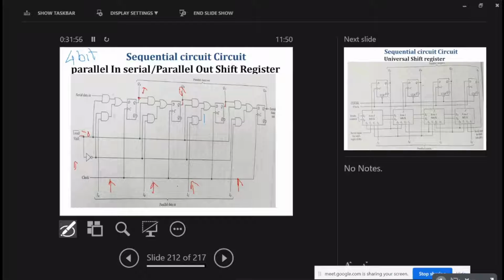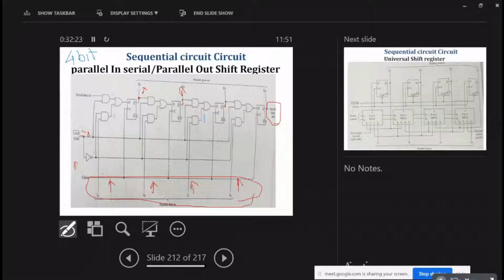So what we can do is this: we are interested in giving data in parallel to this register, but we are not interested in taking data in parallel. So once the information is entered in parallel, we will get the information serially. Only one output terminal is required to get the information serially.